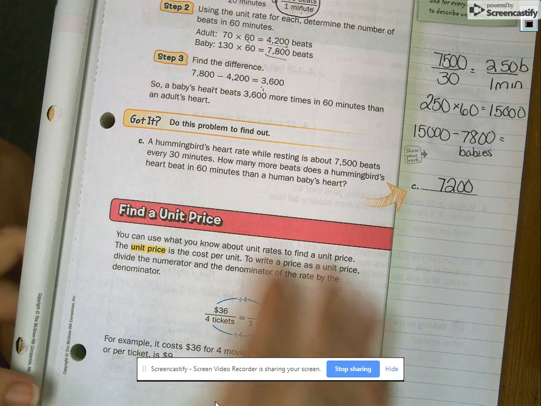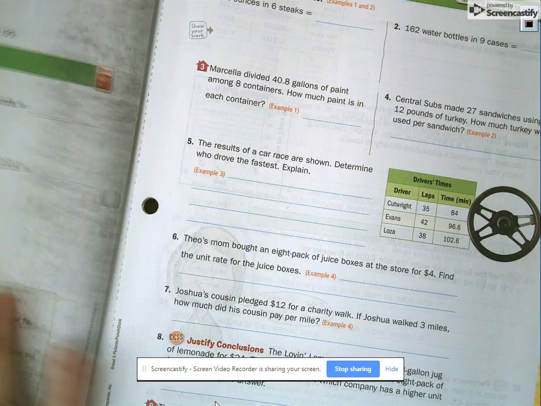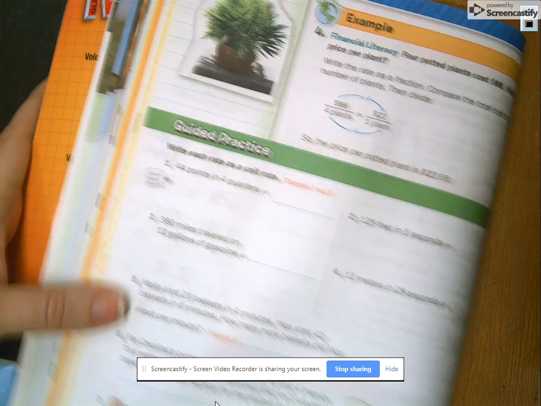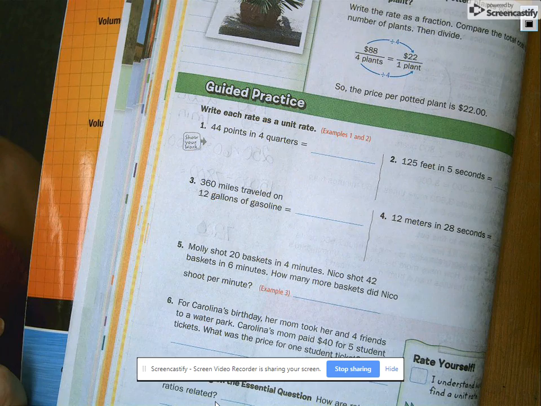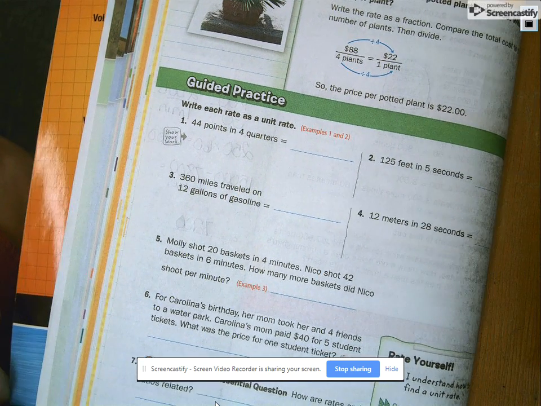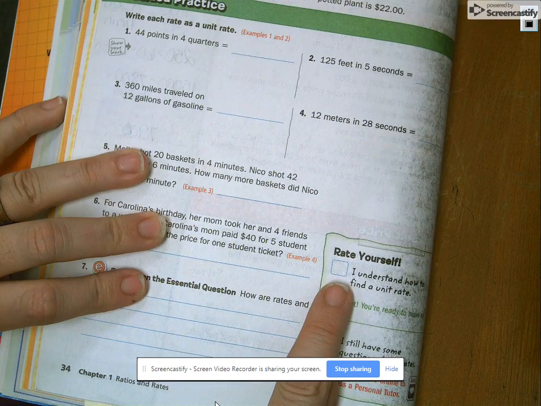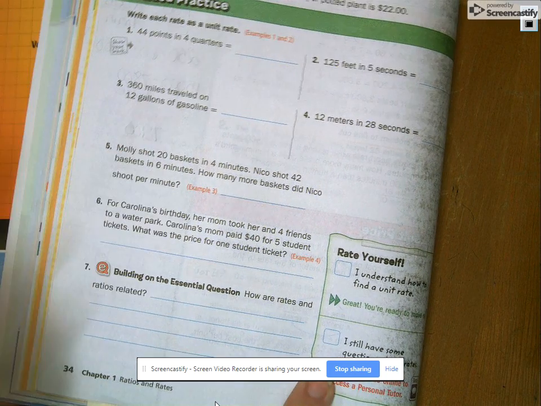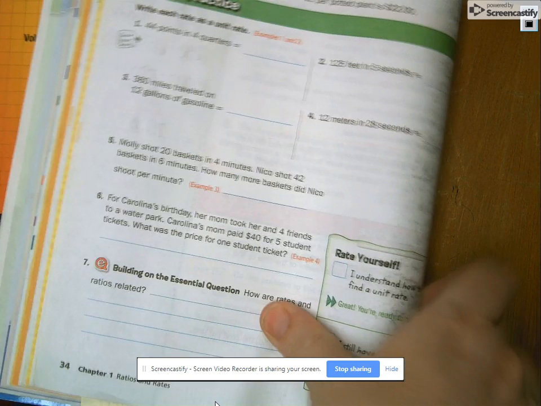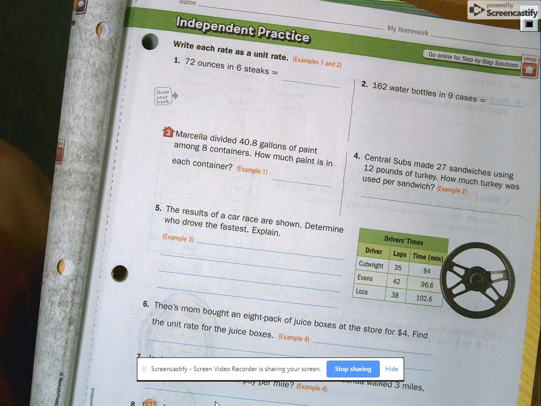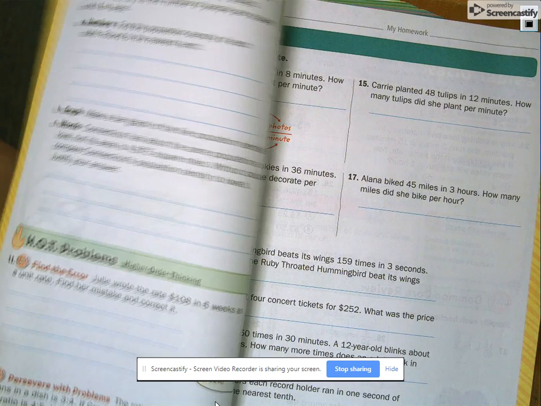Go ahead and read through unit price. Then you can start on the guided practice, start together on page 34, and then let students go off on their own after you think they have a good understanding. Then go ahead and do the rate yourself down here at the bottom, and make sure to ask questions if you find yourself here in the red area. Your homework for tonight is page 35 and page 36 on the back.